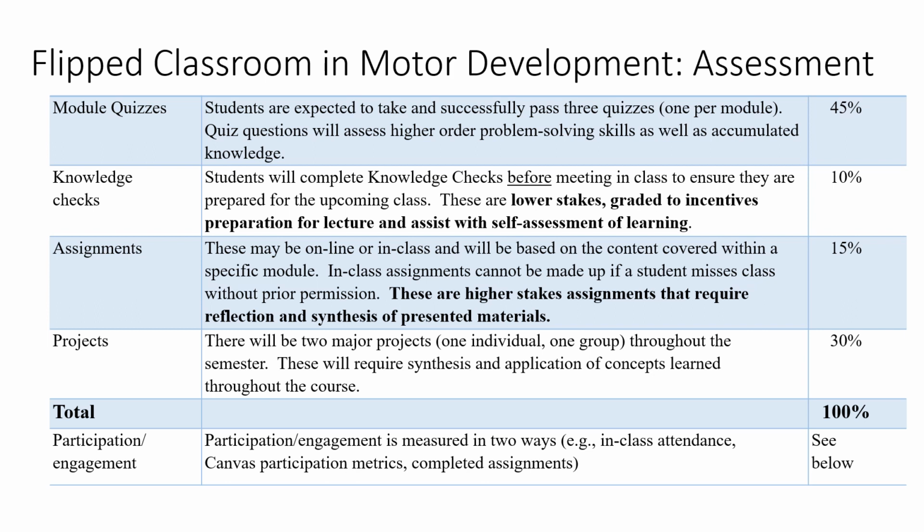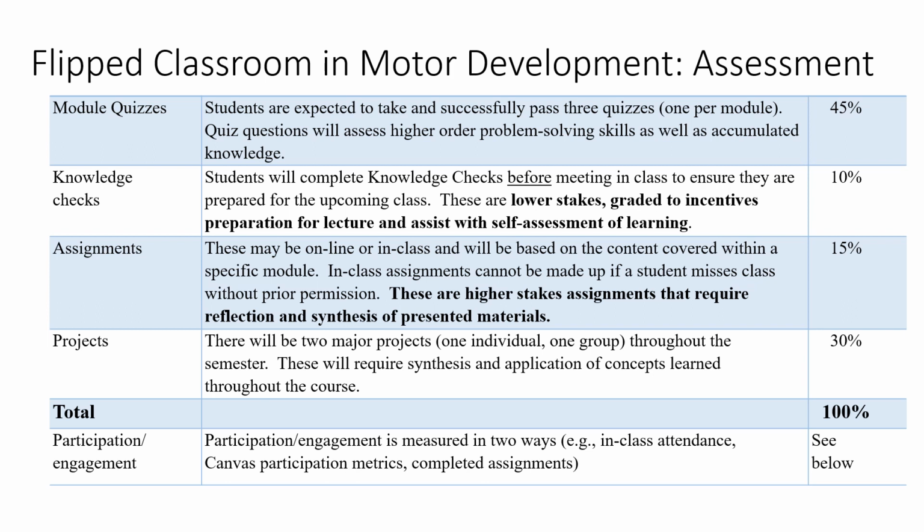In terms of assessment, we start with the module quizzes. So we have one per module, and they're valued at 45%. And the students like that because they understand what a quiz is. So they're used to studying for module quizzes. The knowledge checks are lower stakes, graded to incentivize this preparation outside of class and help with the self-assessment of learning. So that's 10%, low stakes. You either did it or you didn't.